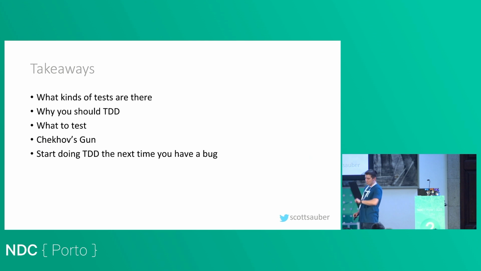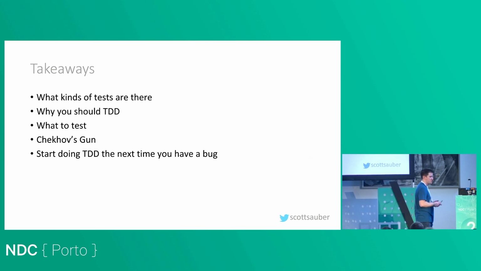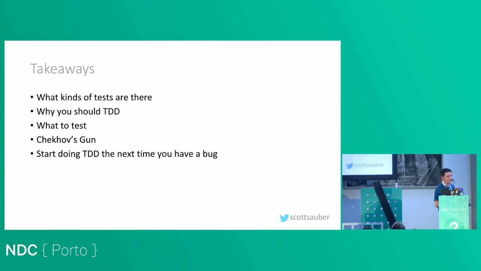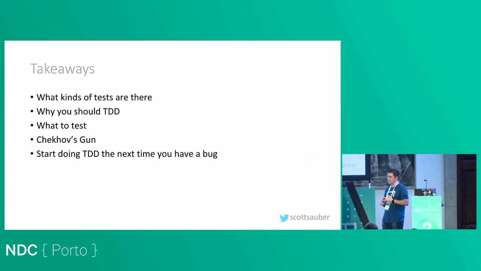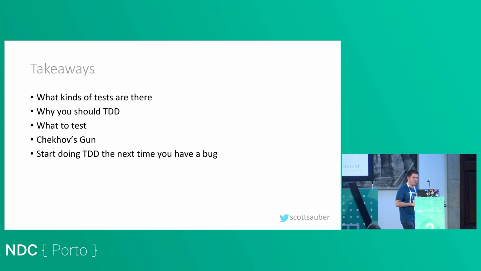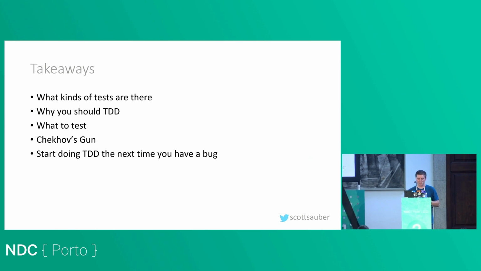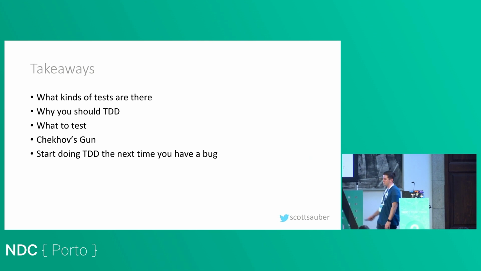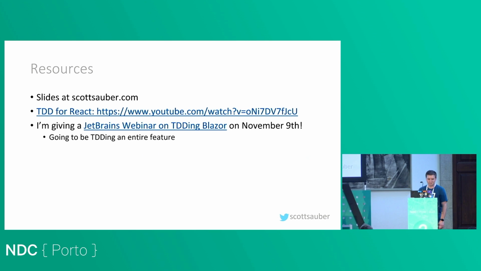All right, so we're at the end here. Some takeaways, hopefully, that you got out of this: what kinds of tests are out there, like unit tests, integration tests, end-to-end tests, some ideas of why you should TDD and what to test, and then hopefully the Chekhov's gun example is useful, even if you're not doing TDD and just writing tests. And also, if you're interested in getting started, the next time you have a bug is a really good way to get started with TDD.